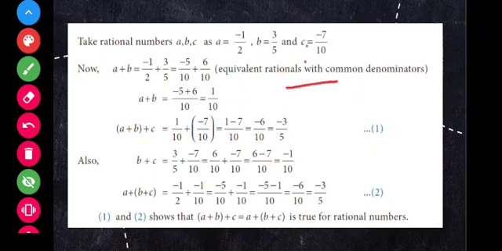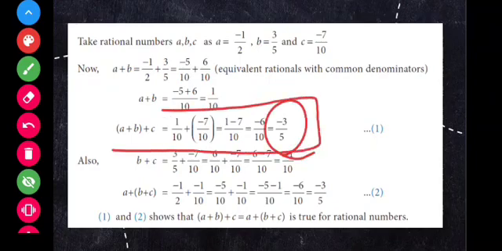So we have 1 by 10 now, plus C. What is the C value? Minus 7 by 10. 1 by 10 plus minus 7 by 10 will give us minus 3 by 5. So this is our left hand side value. Minus 3 by 5 is the answer we are getting.